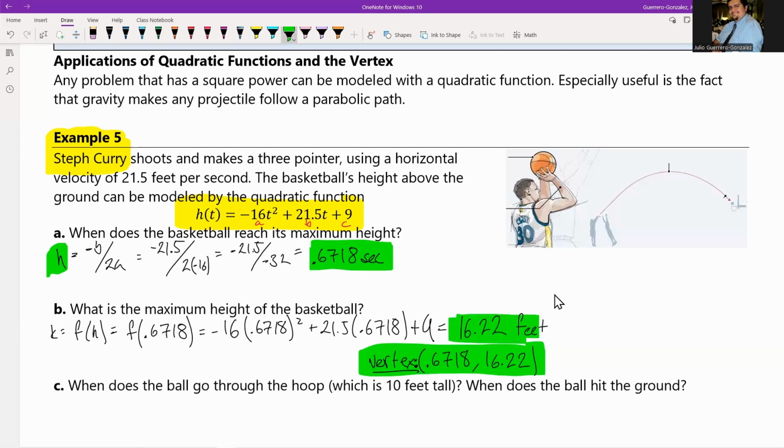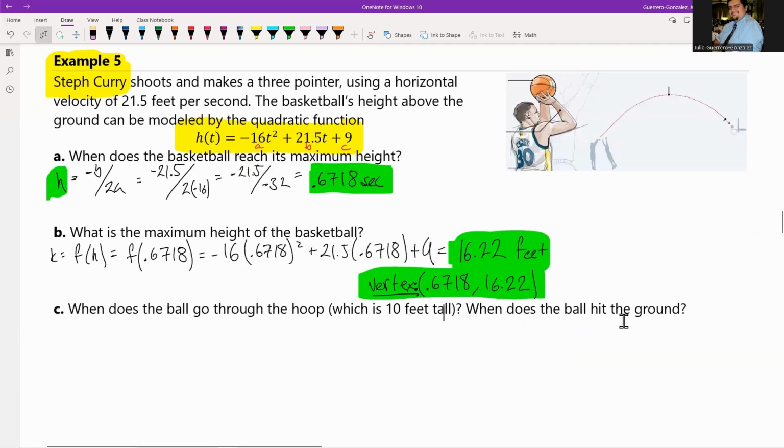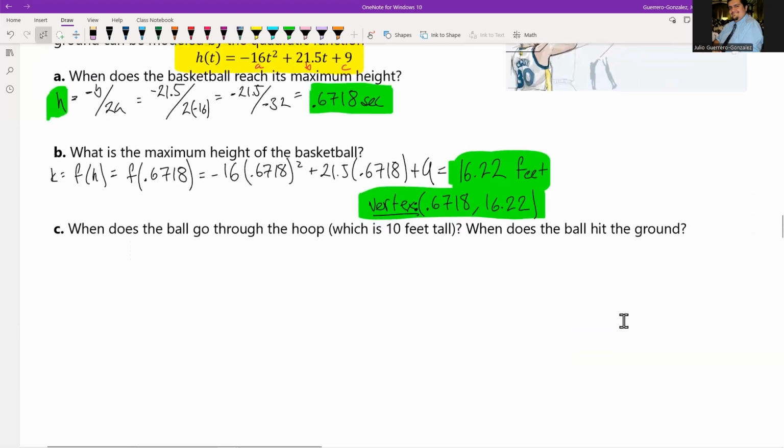Now, the last part of my question: when does the ball go through the hoop, which is 10 feet tall? Actually, you know what, I wanted to skip this before, and I didn't skip it before. So let's just do this one. When does the ball go through the hoop, which is 10 feet tall? That means we want the height of the ball to be equal to 10 feet.